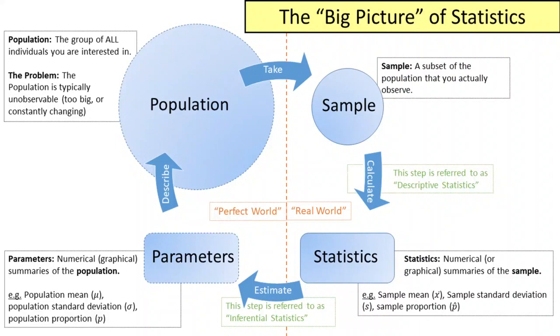The idea is that you have some big population that you can't observe for whatever reason. It could be a lot of different reasons. So instead, you'll be taking samples and calculating statistics, and you're going to be working over here in the real world. But the idea is hopefully you'll be able to use that information to estimate the parameters, because those are the things that actually describe the population. So we're trying to predict what's going on at the population level by using sample data and statistics. So it's kind of the big picture.